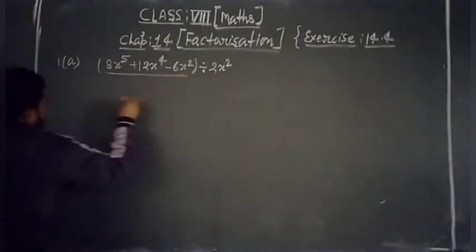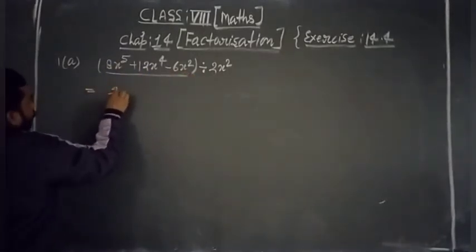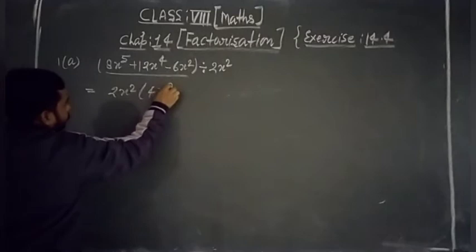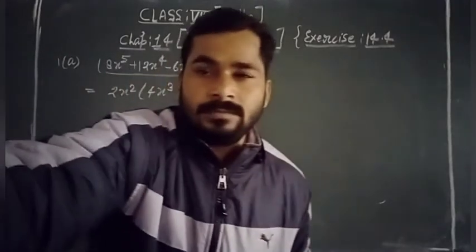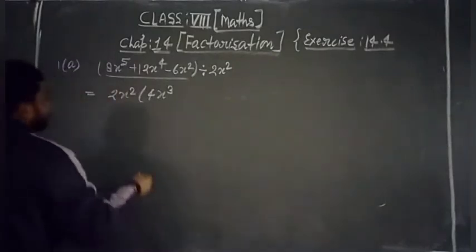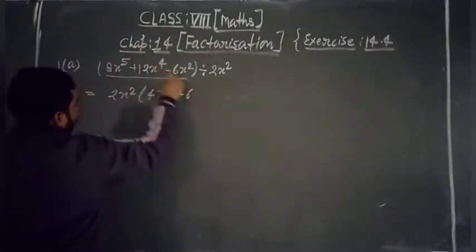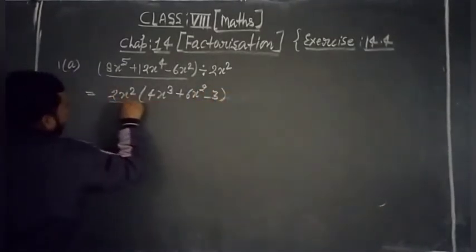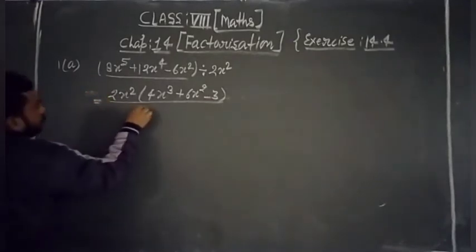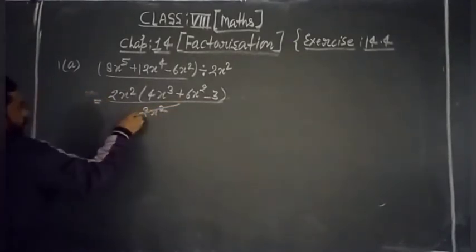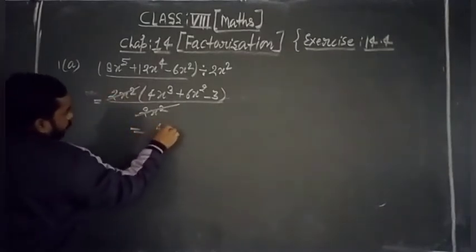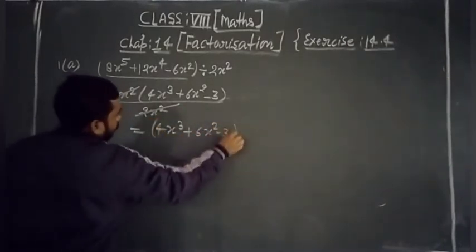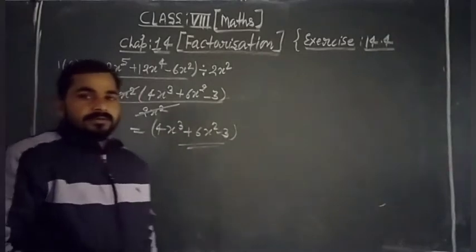What is the power in the three terms? 2x square is common. 2 fours are 8, 2 sixes are 12, 2 threes are 6. Divide by 2x square, subtracting the powers of x. So we have 4x cube plus 6x square minus 3. So this is the division of this.